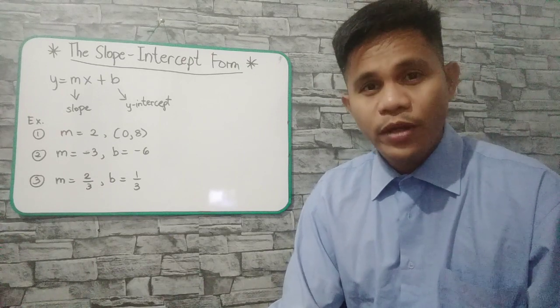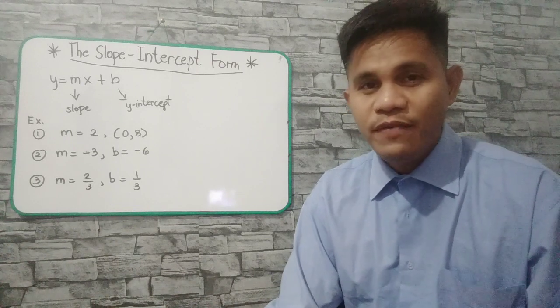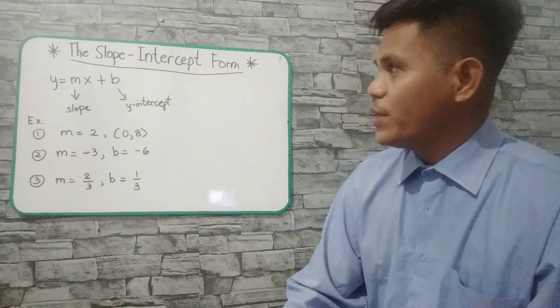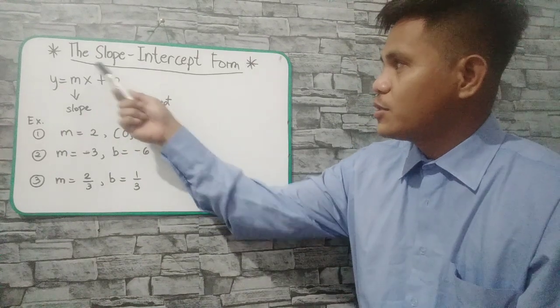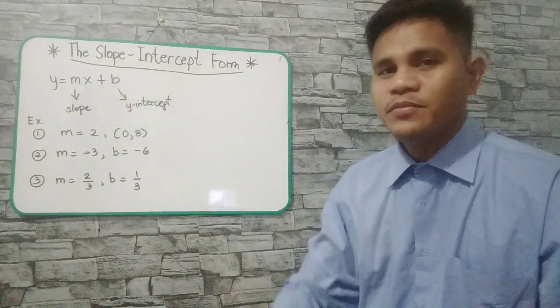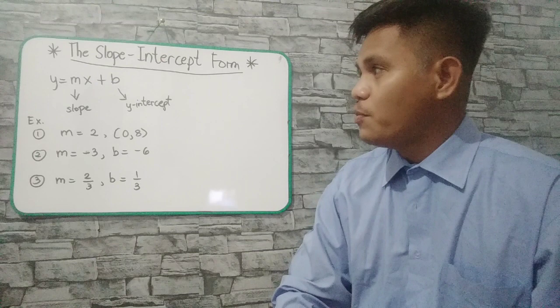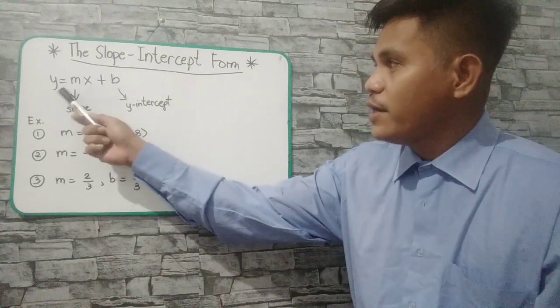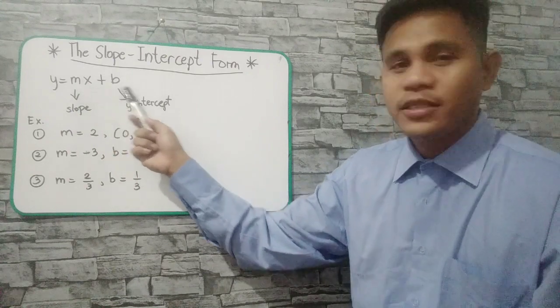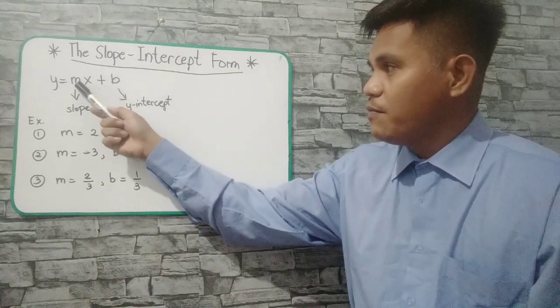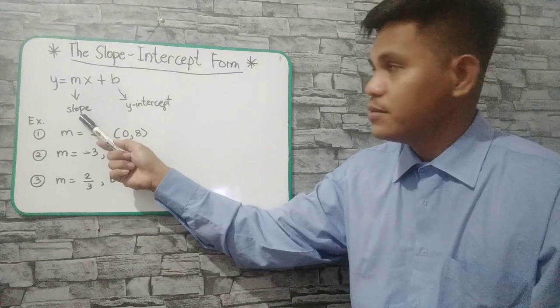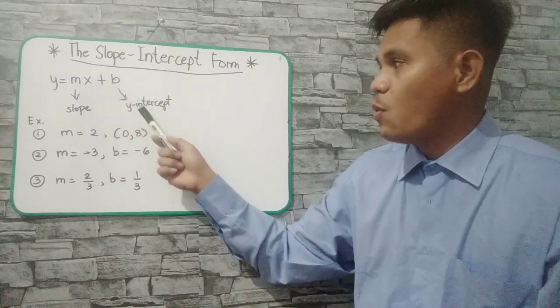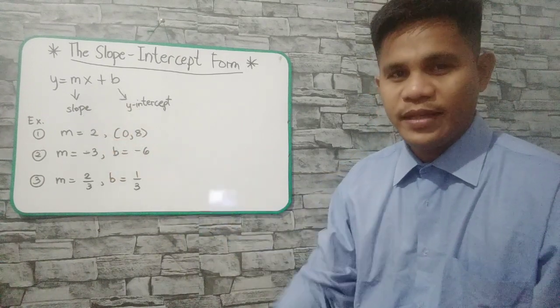This is another way of writing the equation of a line. So we have what we call the slope-intercept form. The slope-intercept form can be written in the equation y is equal to mx plus b, where m is the slope of a line and b is the y-intercept of the given line.